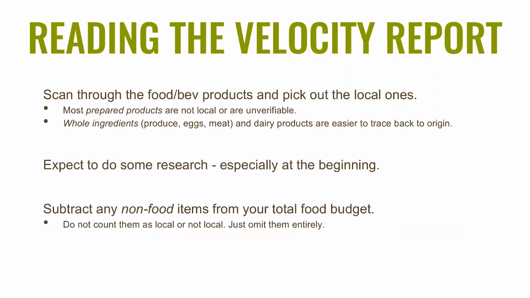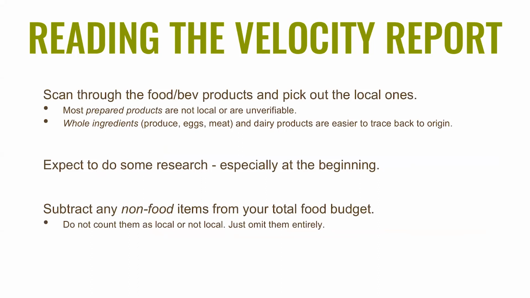Okay, so once you have the velocity reports, you scan through all of the products and pick out the local ones. One thing I've learned just by looking at so many velocity reports is that the prepared products are usually not local, or at least are not verifiable. So right away, a lot of your prepared soups and whatever else are probably not going to be local. So I don't often investigate every single line item, because it's typically not local.